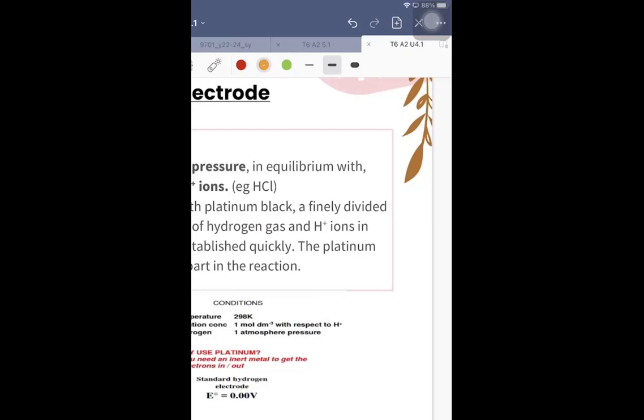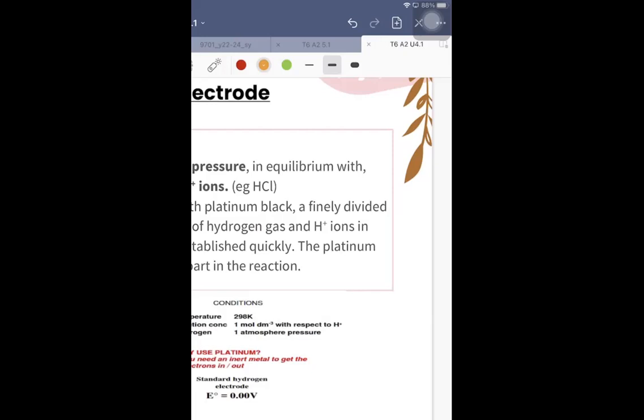Right, so I'm just going to go through this quickly again. The standard condition for your standard hydrogen electrode is that the hydrogen gas needs to be at atmospheric pressure, the concentration of the hydrogen ions needs to be 1 mole per dm cube, and you use an inert electrode. The reason for this platinum electrode is to allow close contact of hydrogen gas and hydrogen ions in solution so that equilibrium can be established quickly.